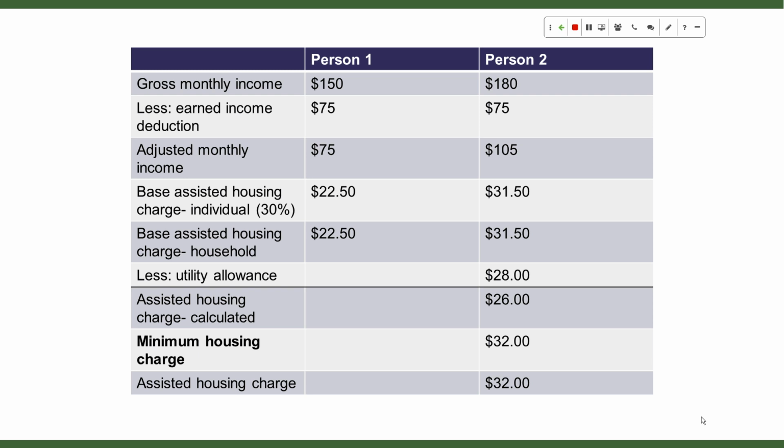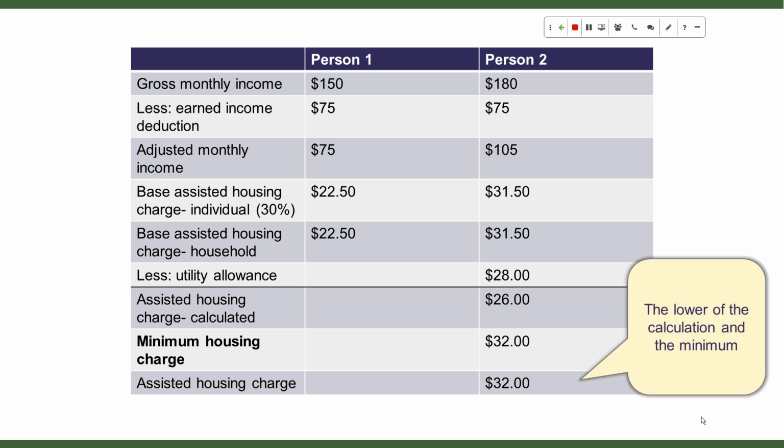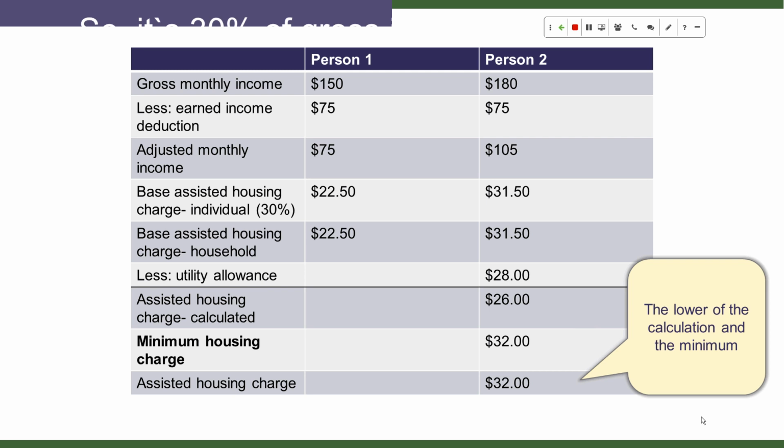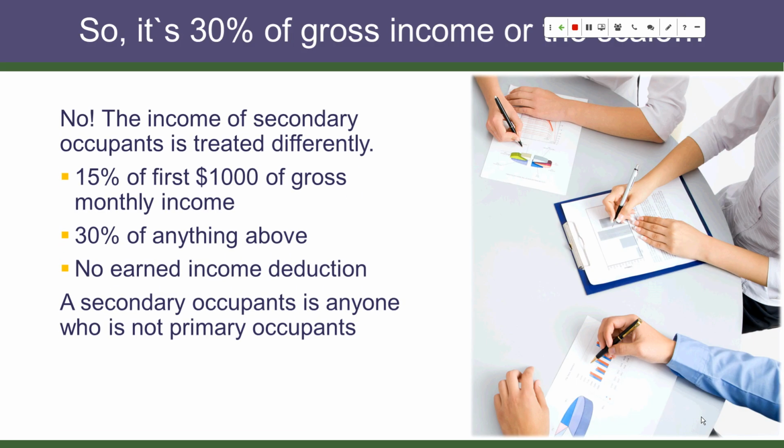Clear, right? As we said, it's lower than the minimum, so it would be the minimum amount. So based on that, we're saying, okay, 30% of gross income on the scale, right? And that is actually not correct.